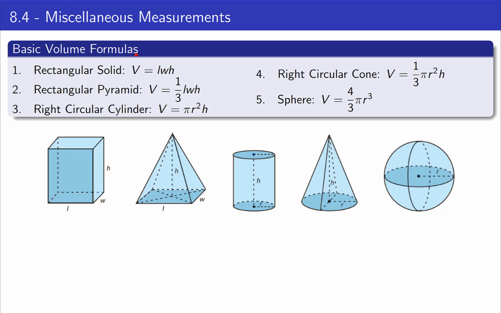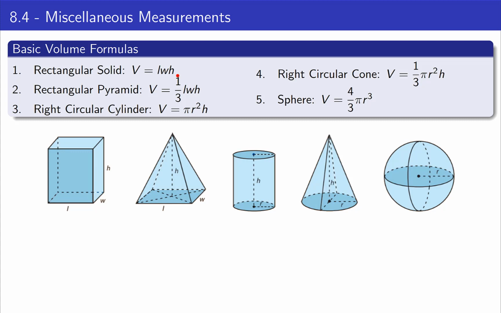Another new formula is the rectangular pyramid, which is this one right here. It looks just like a rectangular solid at the base, but as it goes up, instead of coming up vertically, it comes up to a point. And you'll notice that it uses exactly the same formula as the rectangular solid, except it has a 1/3 in front. This is true when you have a relationship between solids with the same base, where one is just straight vertical and one comes to a point.